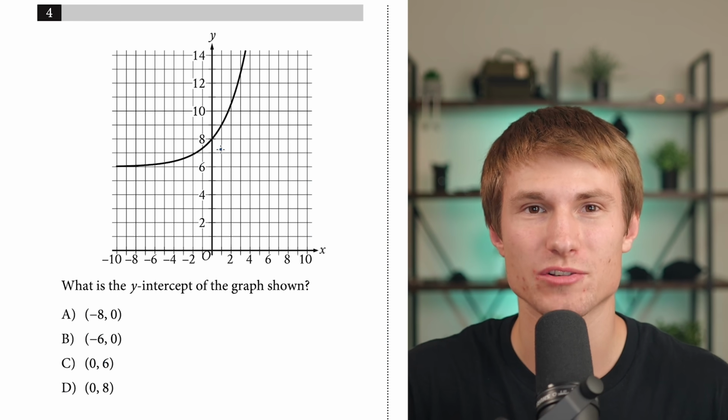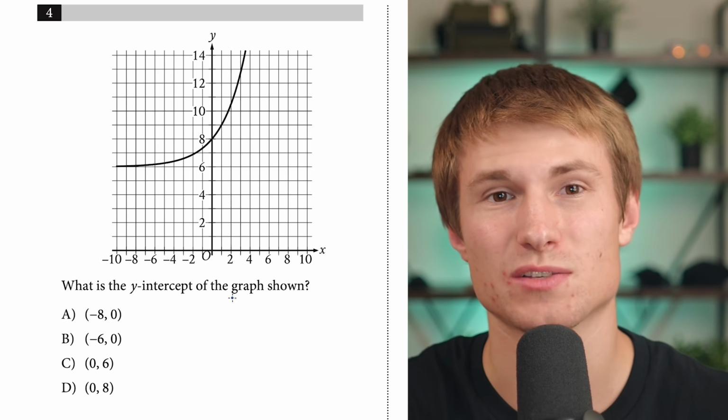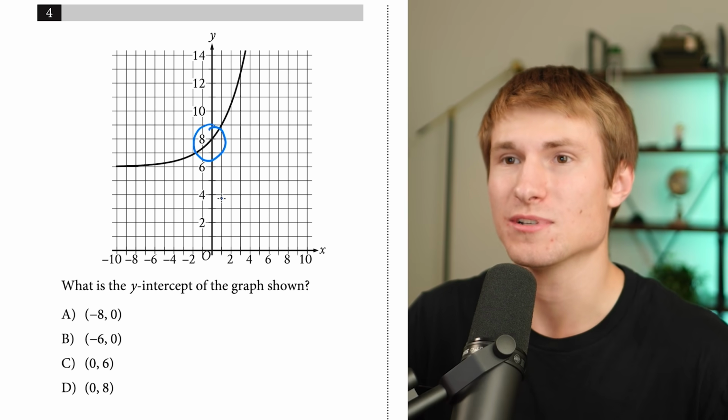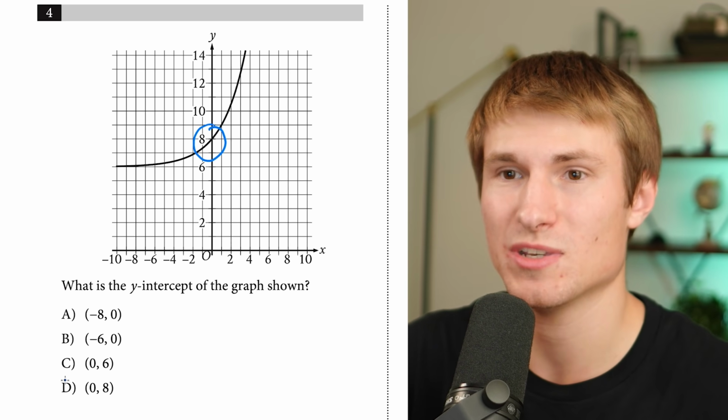Here's how to find the y-intercept of this graph on the SAT. The question states, what is the y-intercept of the graph shown? All you got to do is find where we're crossing that y-axis where x is 0, and we see that that is at 8, so our answer there is going to be 0, 8.